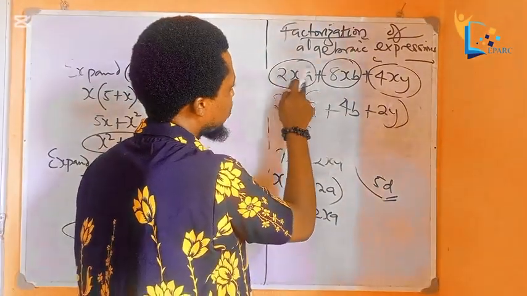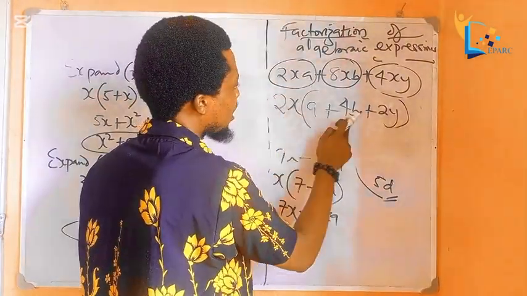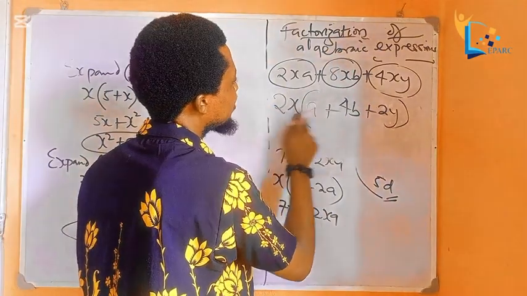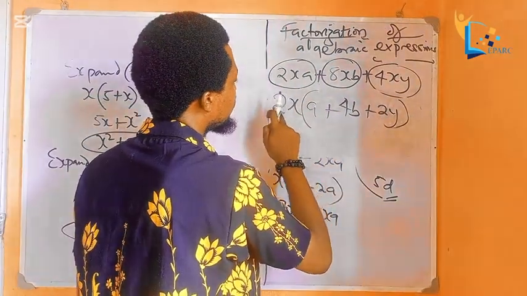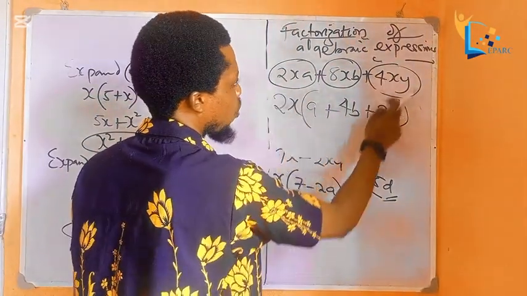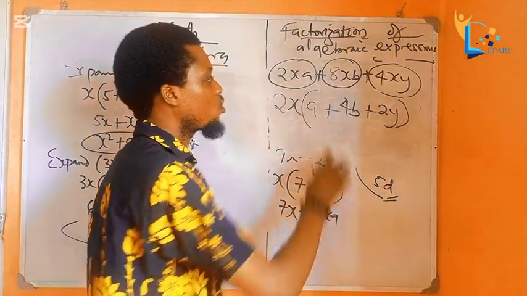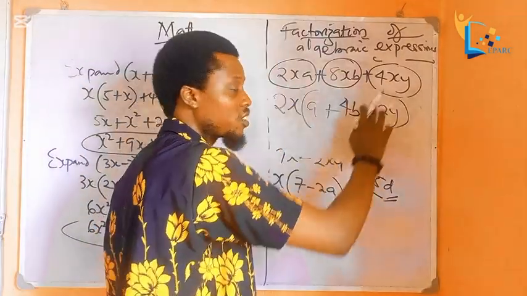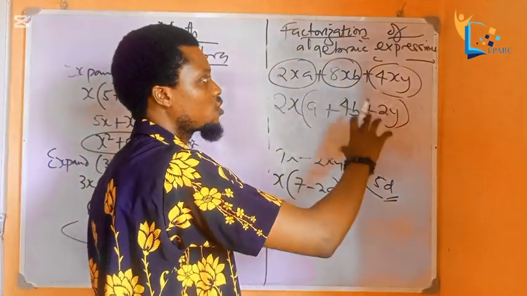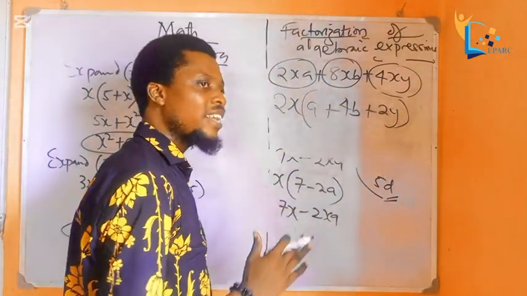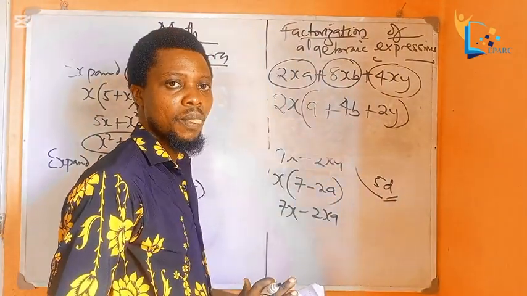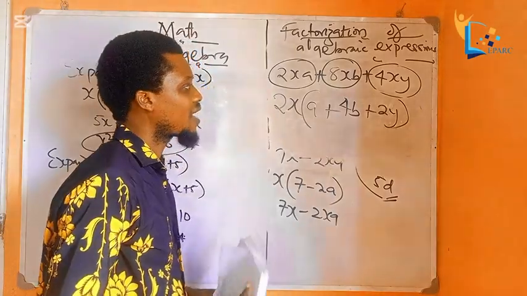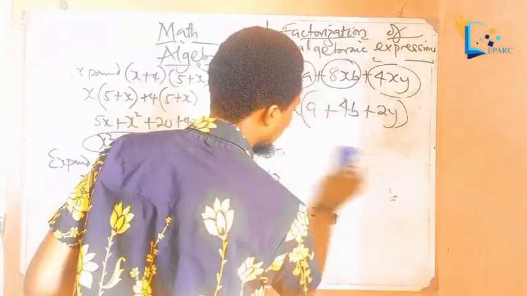2x times a will give you 2xa. 2x times 4b will give you 8xb. 2x times 2y will give you 2 times 2 is 4, xy. See, xy. So the factor must cut across all sections. If it is not cutting across all sections, you only apply it to the sections it is affecting. Do you get it? Alright, so that is how factorization works.